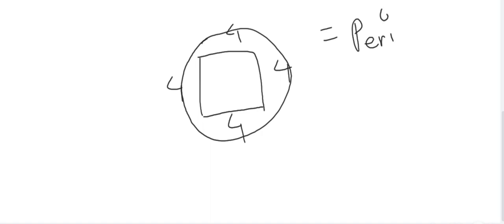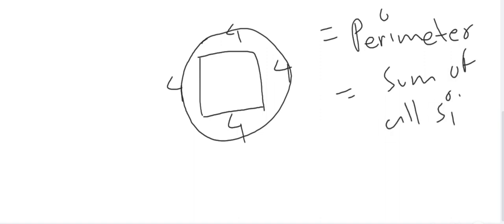So if I add all the sides together, I'll get the outer mass of the square, which is called the perimeter. It is the sum of all sides. So if you were asked what is a perimeter, we can say that the perimeter is the sum of all the sides. So now let's get into a question.